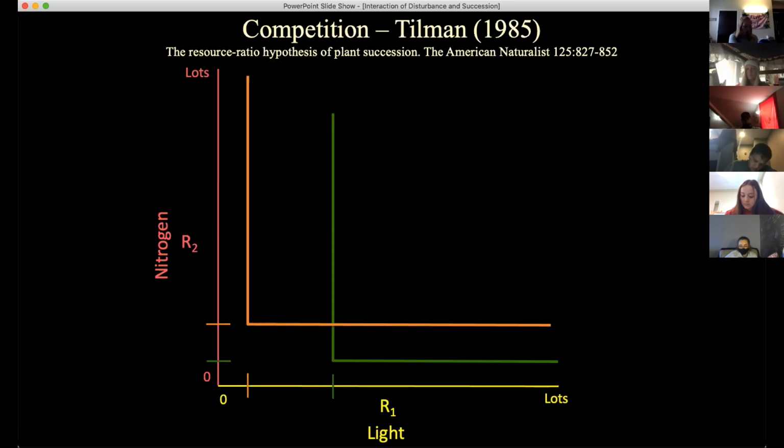isocline. So each of these lines represents a ratio of light and nitrogen at which the orange species has zero net growth. The green line represents a ratio of nitrogen and light at which the green species has zero net growth. Get more light and more nitrogen than that, and the population grows. Get less nitrogen or less light than that, and the population declines.